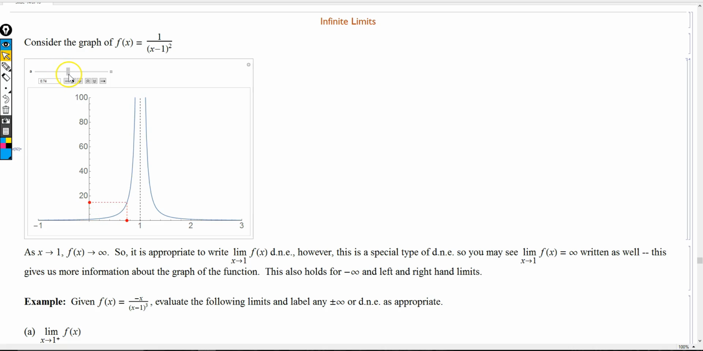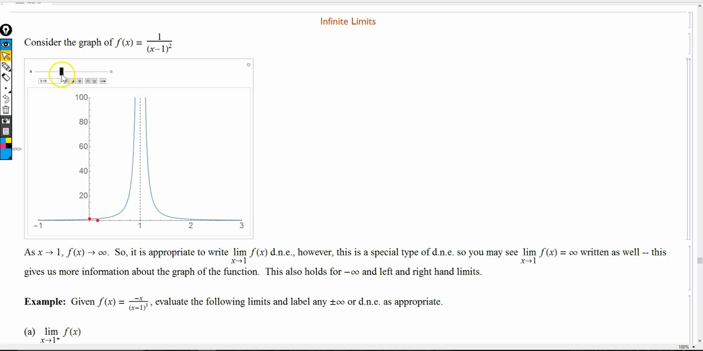We can also see this from a graphic like this. Notice if I let x, which is the dot on the x-axis, approach 1 from the left, the dot on the y-axis will approach infinity. See, it's getting larger and larger. Eventually it goes off screen. And the same thing if I let x approach 1 from the right, that red dot moves off towards infinity.